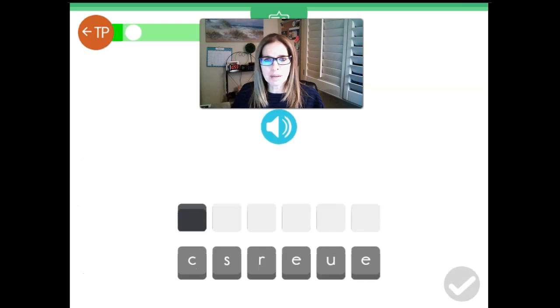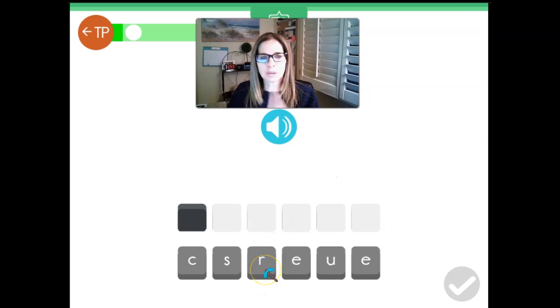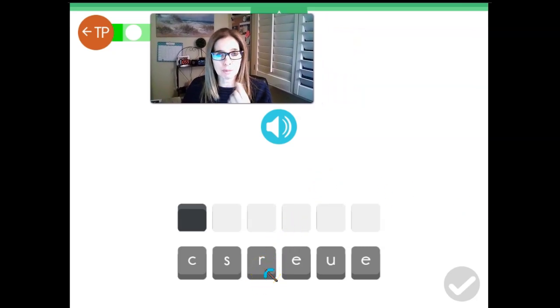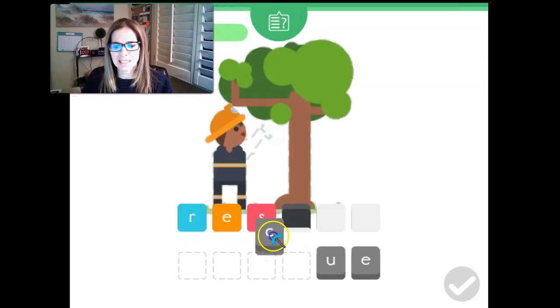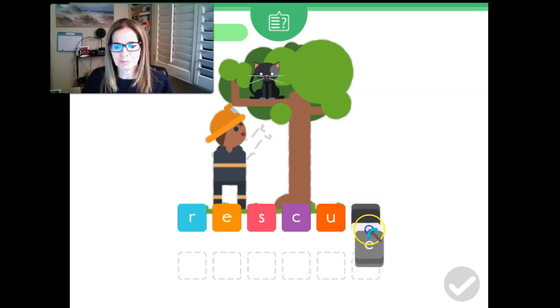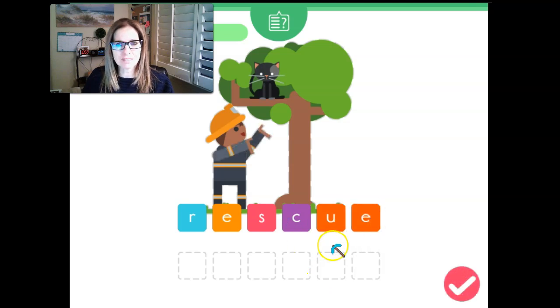Rescue. So now I'm going to use the letter tiles to build the word rescue. I'm going to say the sounds so I remember what to do. Rescue. And at the end of this word, I hear U. The two-letter U in rescue.